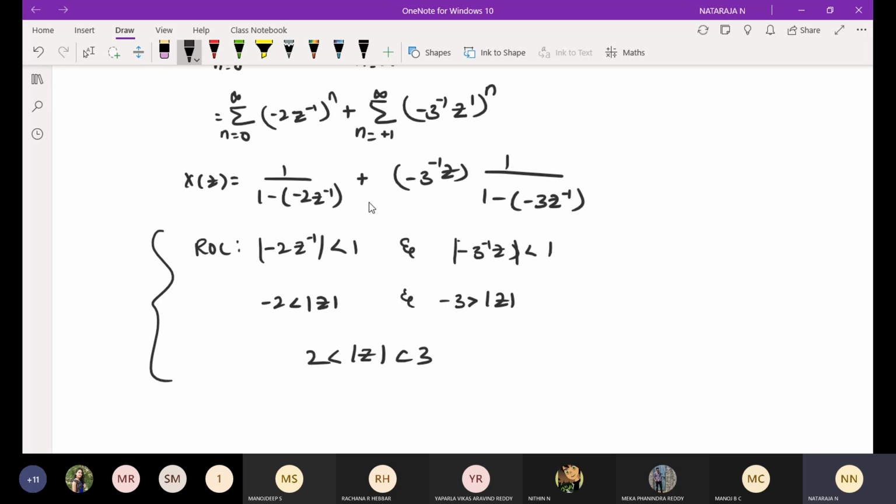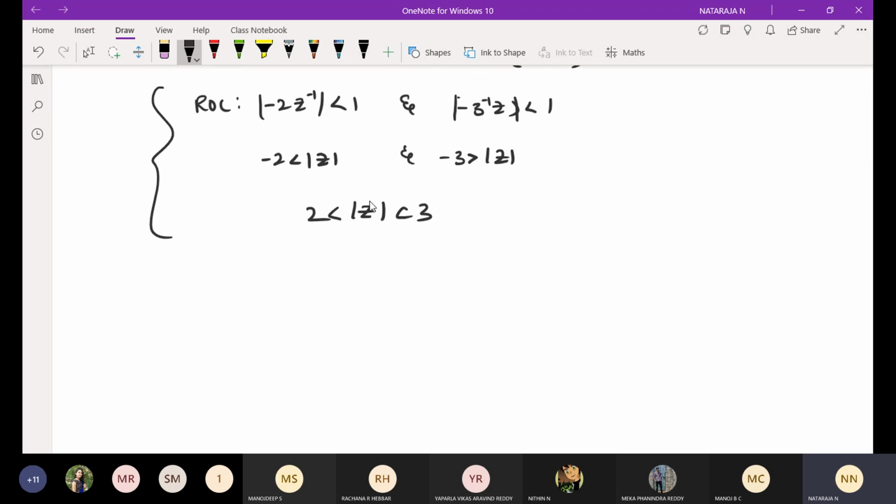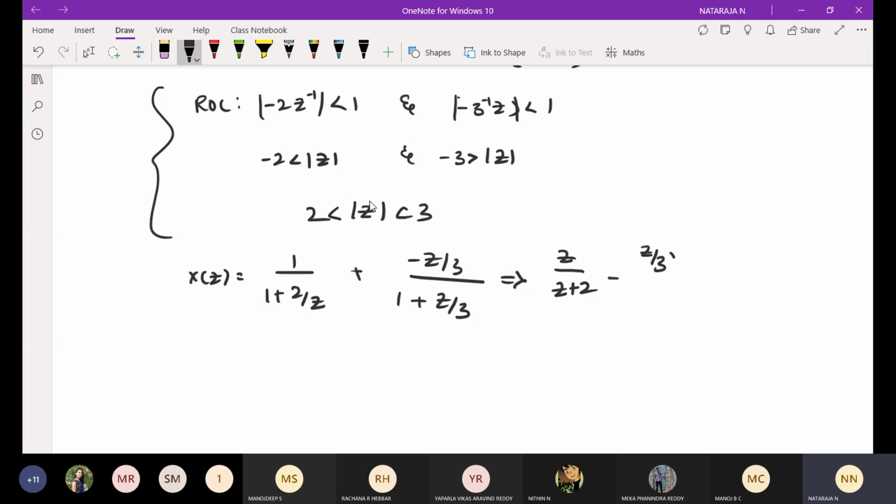Further simplification of this equation: x of z is equal to 1 by 1 plus 2z inverse plus minus z by 3 whole divided by 1 plus z by 3. Next, if I solve this, we will get z by z plus 2 minus z by 3 into 3 by z plus 3.